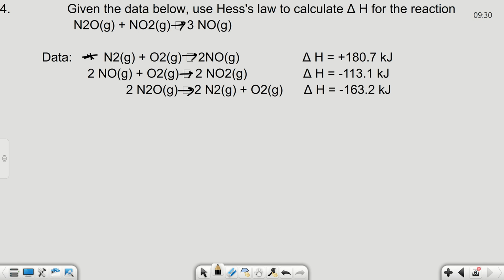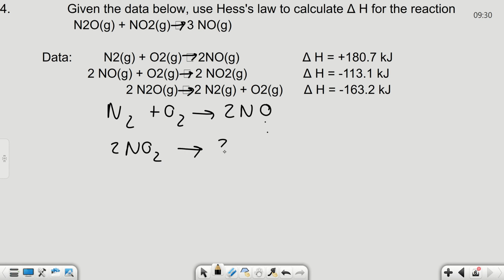I'm going to reverse the second reaction. I'm going to change it to 2NO2 forming 2NO. Let me do this. Let me pull down the first reaction. N2 plus O2 forms 2NO. And I'm going to reverse the second one. So 2NO2 forming 2NO plus O2. Okay? All right.